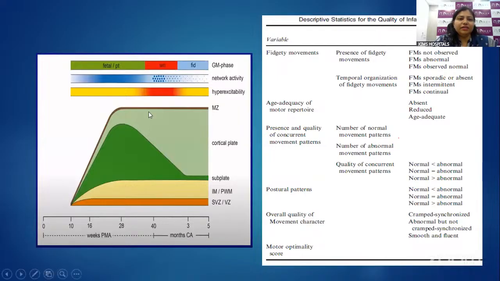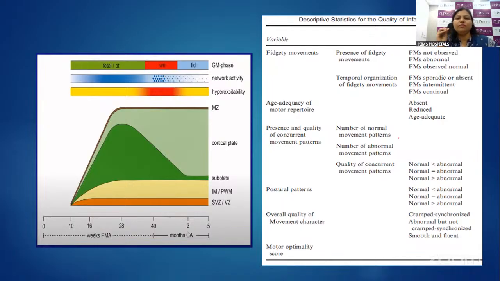So let's see here in this graph. The green area on the top tells about almost 9 weeks to around 35 or 40 weeks. So that is considered as fetal movement. Then comes the breathing movement, which develops around 40 weeks of gestation till around 6 weeks to 2 months of age. After that, from 2 months to 5 months of age, the fidgety movement starts occurring.